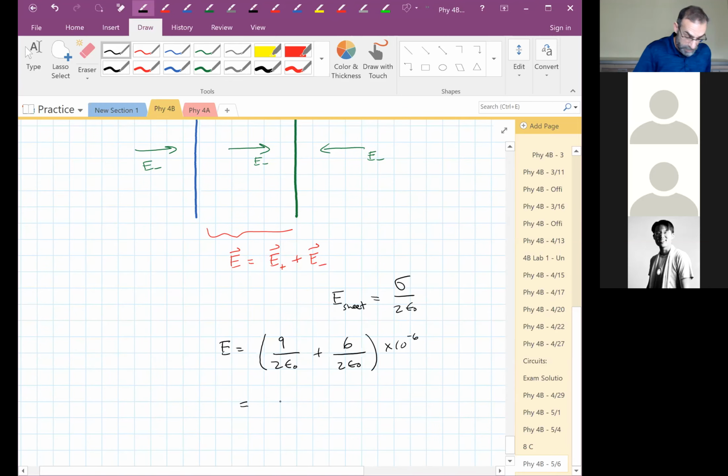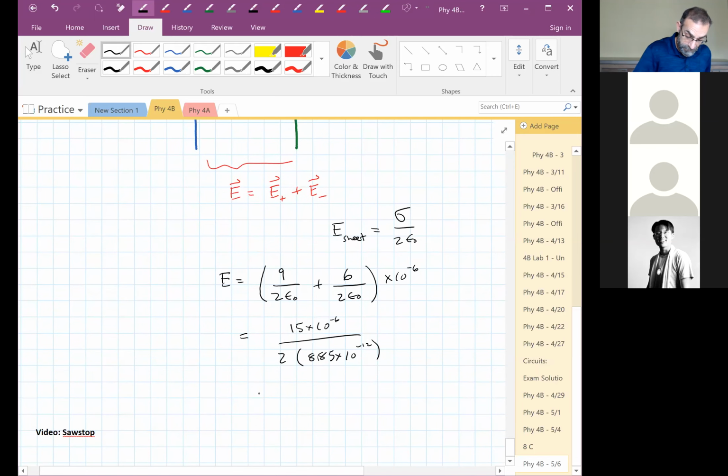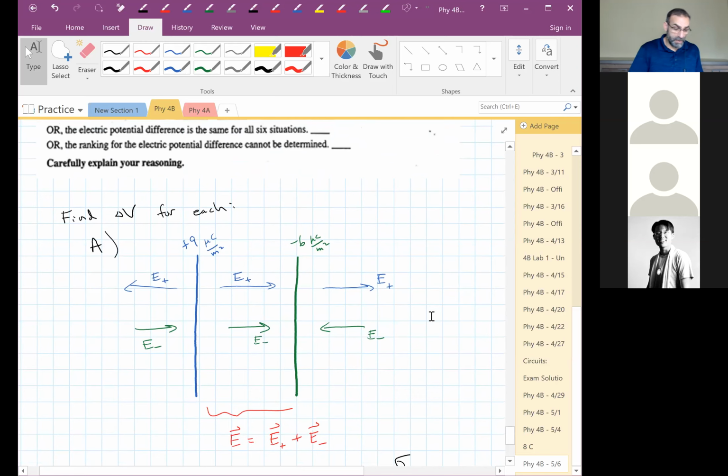And what do we get? We add those up. I get 15 times 10 to the negative 6 over 2 times 8.85 times 10 to the negative 12, roughly 1 million. The 6 is not negative because we're doing vector addition here, right? They point in the same direction. That one points to the right, that one points to the right, so they are both the same sign.